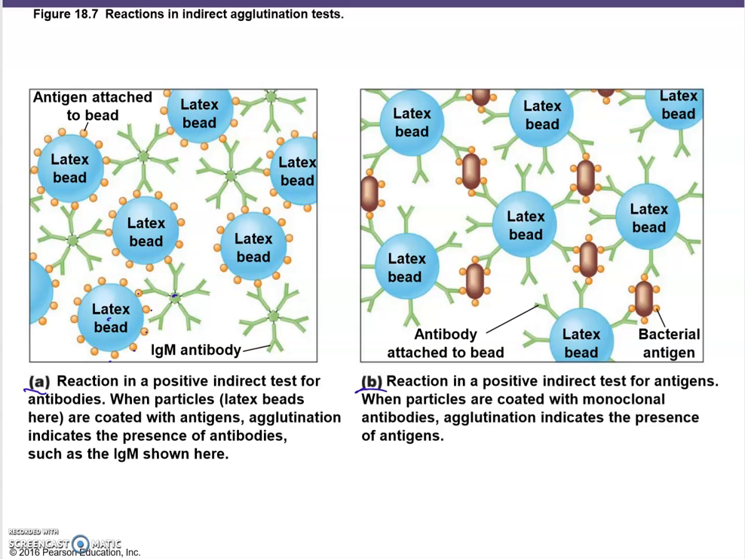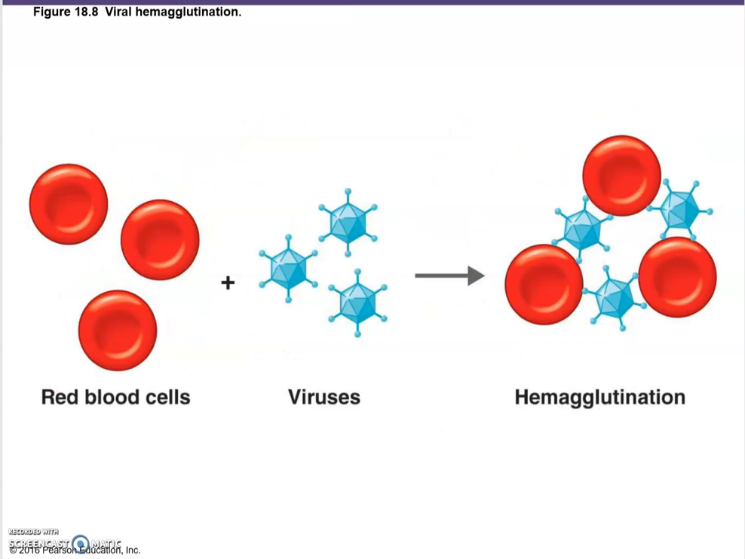In panel B, you have the latex beads, and now they're coated with antibody, as you can see here in green, these Y-shaped structures. And now the agglutination reaction indicates the presence of the antigen. So if there's an agglutination reaction, it means this antigen that's binding to this antibody is present, and you get this clumping reaction. In a viral hemagglutination test, you're going to have red blood cells that will interact with viruses to produce the clumping reaction. The hemagglutination in this case looks just like a blood typing test, but in this case, the red blood cells will be binding to viruses.